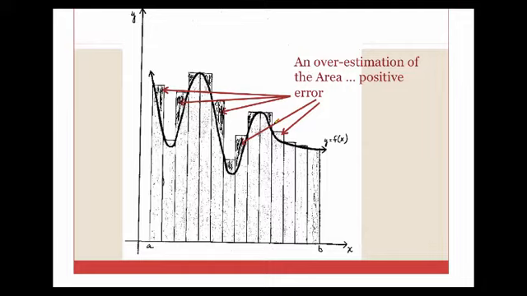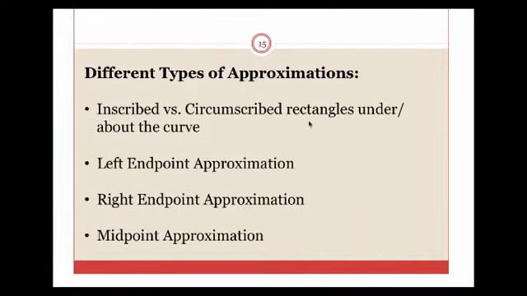All right, so what this led to really were different types of approximations. And this is where we'll soon be turning to your graphing calculator programs. We could have inscribed versus circumscribed rectangles, either under or outside the curve. We could talk about a left endpoint approximation, a right endpoint approximation, and a midpoint approximation, depending upon exactly how we fit those rectangles under the curve.